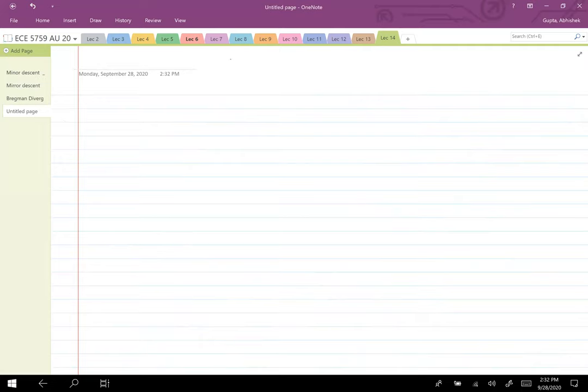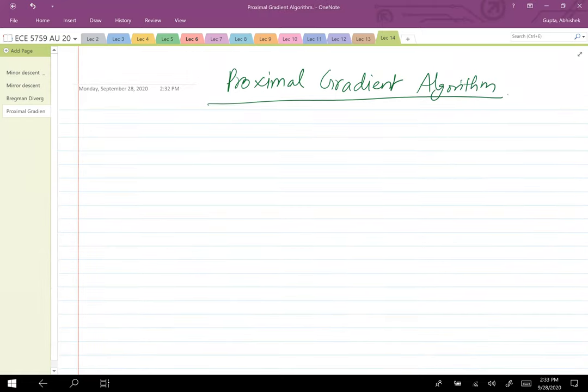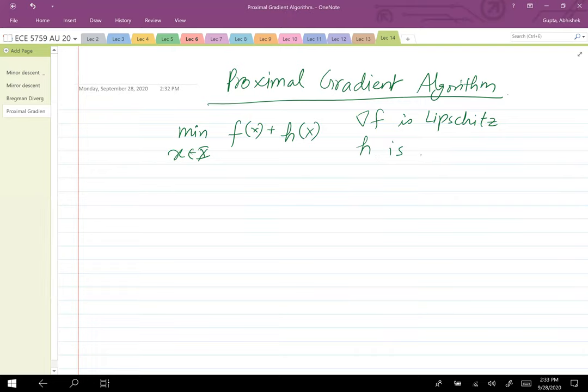The next algorithm that I want to talk about is proximal gradient algorithm. In this case, the goal is to minimize f(x) plus h(x), where x is in closed convex set capital X. Here f, gradient of f is Lipschitz. h is convex, but gradient of h may not be Lipschitz.